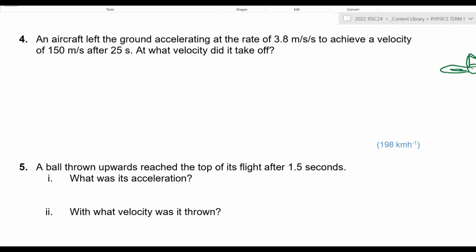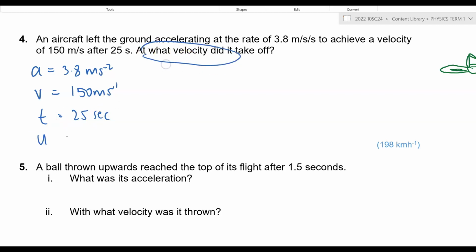So you've got an aircraft leaving the ground and accelerating at a certain rate. We know the acceleration, 3.8 meters per second squared. We know our final velocity is 150 meters a second. How long did it take? It was 25 seconds. We want to know at what velocity did it take off. So what's our initial velocity? It's not zero, it's question mark.